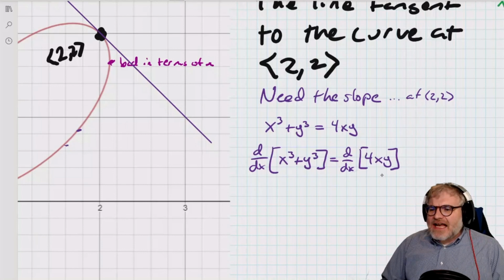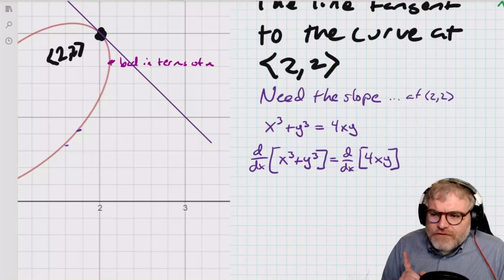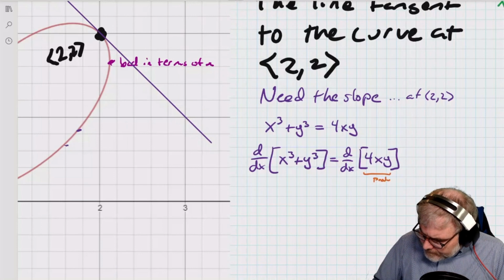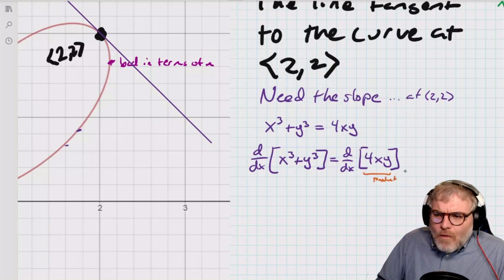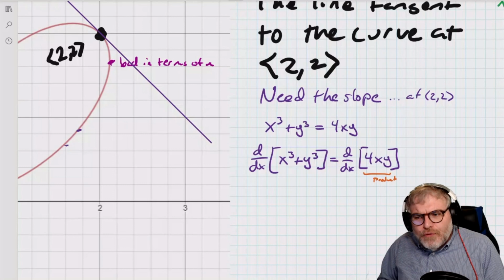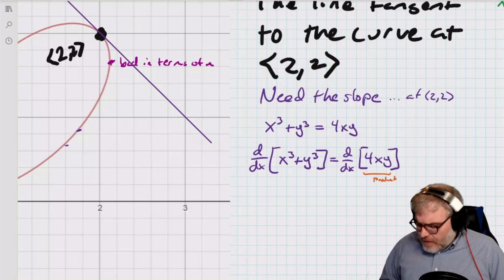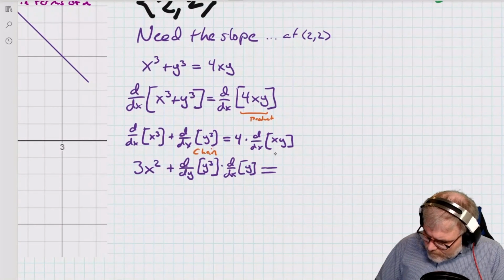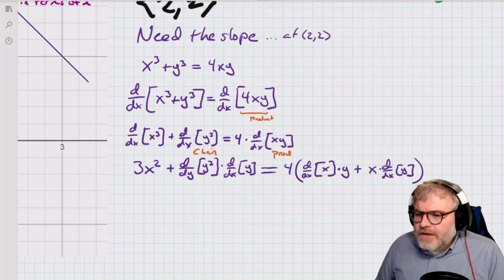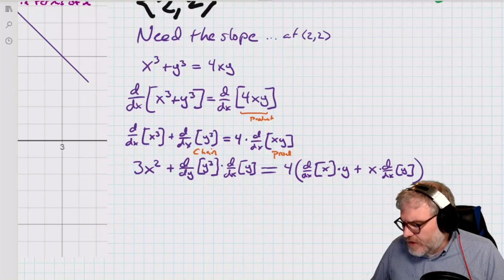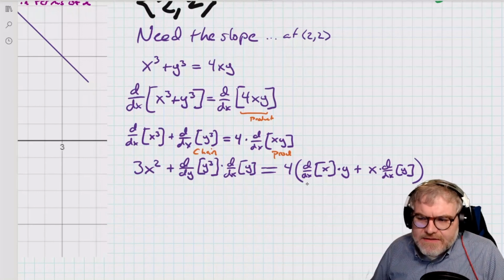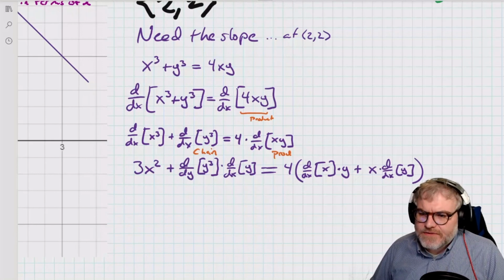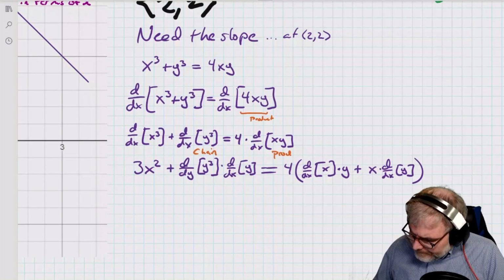But notice this side, I've got an x and a y, but y moves with x. So on the right, I actually have a product. The 4 I can pull out, but the x and y both move when x moves. So I've actually got a product rule on the right. And notice there's a reason why I wanted to use d over dx instead of primes: using d over dx tells me what variable I'm differentiating in terms of. So it's a nice bit of bookkeeping.